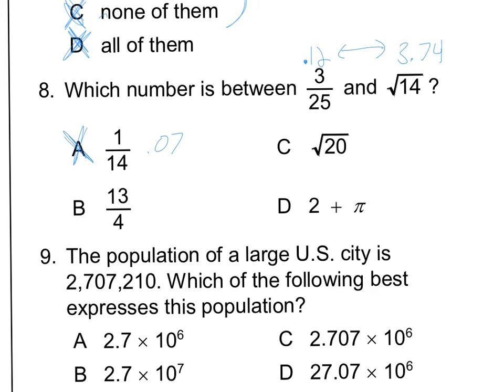Then I have 13 divided by 4. That's 3.25. That's greater than 0.12. Is it less than 3.74? Yes. So that would fall right in there. So this one is probably our answer. All right, if we go square root of 20, you get 4.47, which is too large. 2 plus 3.14 is 5.14, which again is too large. So B is going to be our answer.